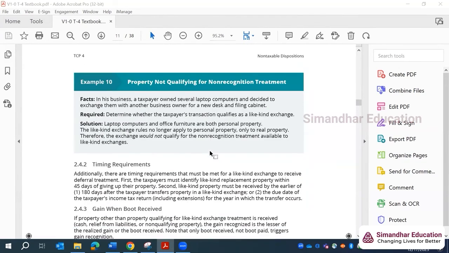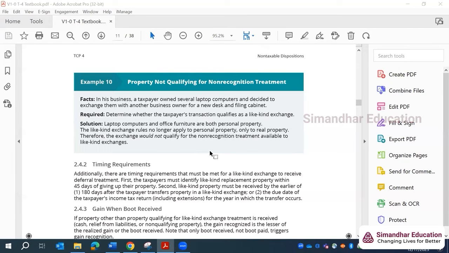All right. Property that is not eligible for a qualified like kind exchange. In this example, we'll see that in his business, a taxpayer owned several laptop computers and decided to exchange them with another business owner for a new desk and filing cabinets. Determine whether the taxpayer's transaction qualifies as a like kind exchange. Now, laptop computers and office furniture are both personal property. The like kind exchange rules no longer apply to personal property. It only applies to real property. Therefore, an exchange would not qualify for the non-recognition treatment available under the like kind exchange.